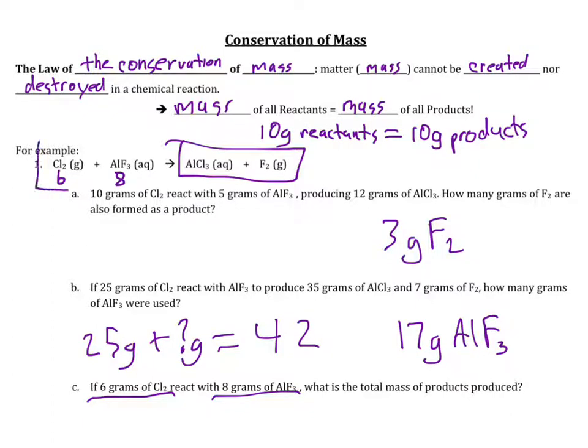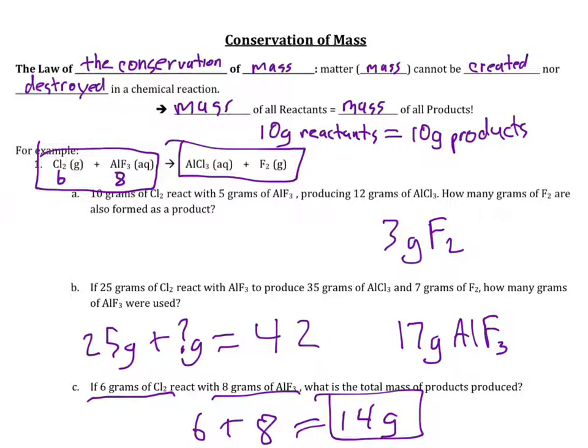Well, again, we're starting with 6 grams of chlorine gas and 8 grams of aluminum fluoride. So if we're starting with 6 grams of one and 8 grams of the other, that means we're going to end with a total of 14 grams of products. And this is our answer. So easy peasy.